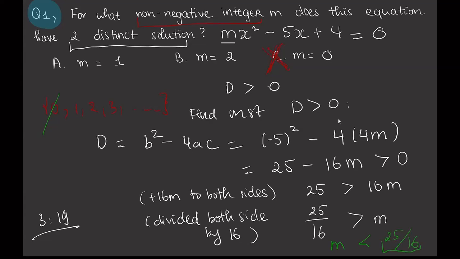And this one, if you calculate it into a number, it will be 1 point something. Okay, so this one is 0, this one is 1, this one is 2. So m has to be in this part, and m can't be 0. M has to be an integer. The only solution m can take is 1. So A is the correct answer.